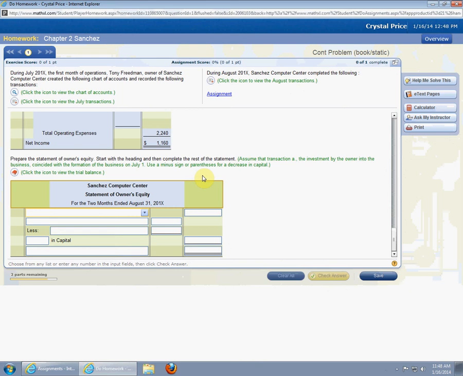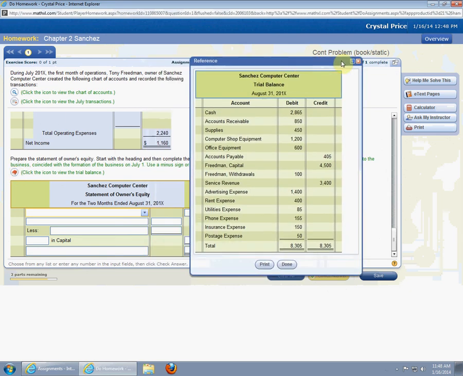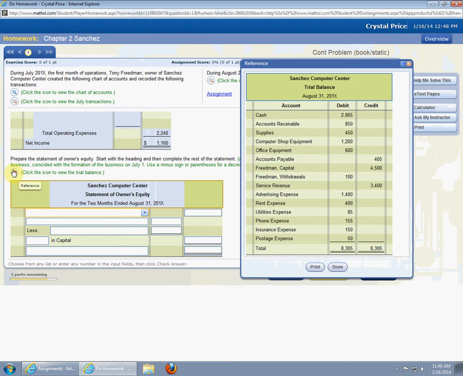Okay, since we're doing the changes that have happened in capital, it has an icon so you can click your trial balance so you can have it right here. A lot of times they'll have information right above the statement so you don't have to keep looking back and forth. So I click. This is the trial balance that we prepared with all of our accounts, because we need to pull some information. Remember this capital account right here. It is the initial investment that happened in Chapter 1 when the guy started his business. He put in $4,500 of cash. That was in July? Yes, in July.